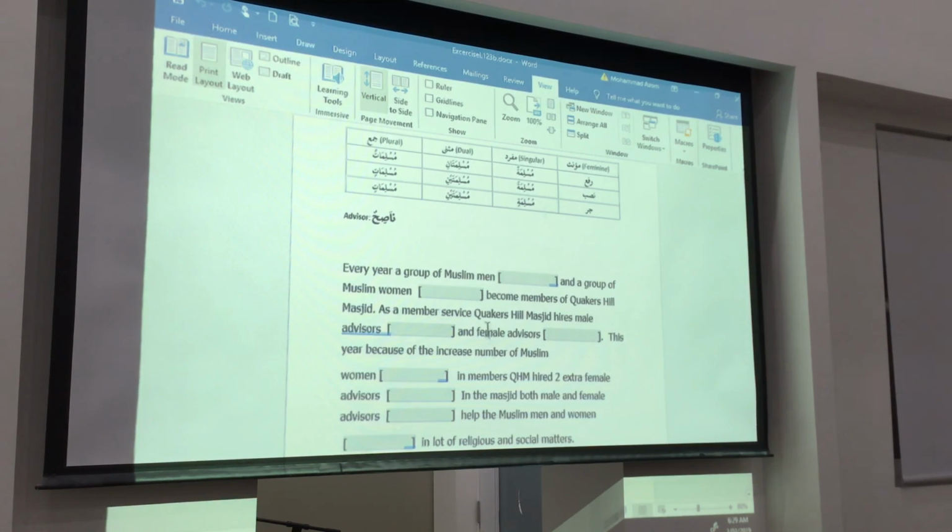it's a jar because after the in, members have two extra female advisors, Nasihataini, because two is dual. In the masjid, both male and female advisors. So here it will be Nasihuna, because it's both male and female. They're going to refer to the masculine chart. Help the Muslim men and women. This is the Nasr, men and women together. So it will be Muslimina in the religious matters.